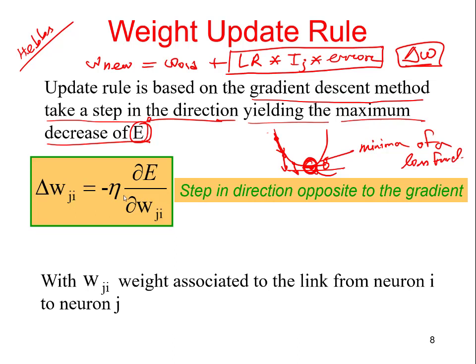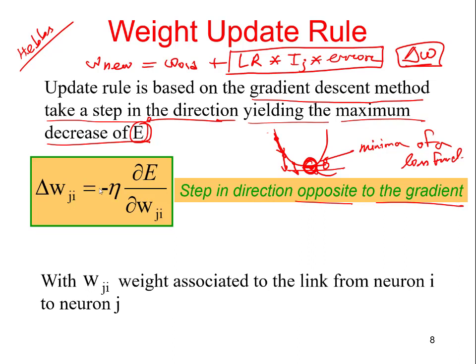So why are we taking a minus sign? Because the step is in the direction opposite of the gradient. Normally the gradients are in upscale, so we are actually going down, and that's why the gradient has a minus sign.